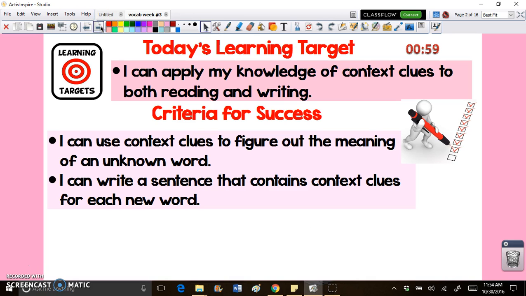Alright, so as always, our learning target for a lesson where we learn new words is that we can apply our knowledge of context clues to both reading and writing. So we want to be able to use context clues to figure out the meaning of an unknown word, and we want to be able to write a sentence that contains context clues for each new word.